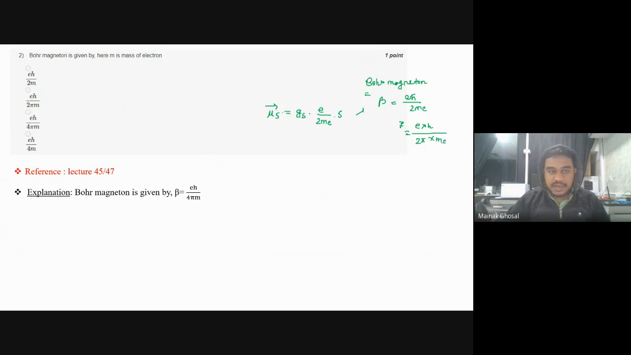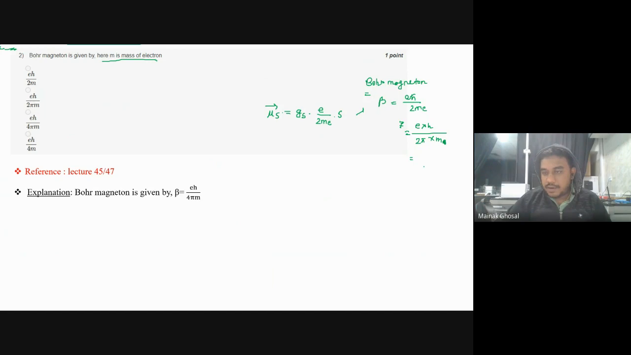So m is the mass of the electron. Here no subscript e is mentioned, so I'm just writing it m. m is the mass of the electron. In the question it is given here, you can see here. So here it is given the mass of the electron is m.